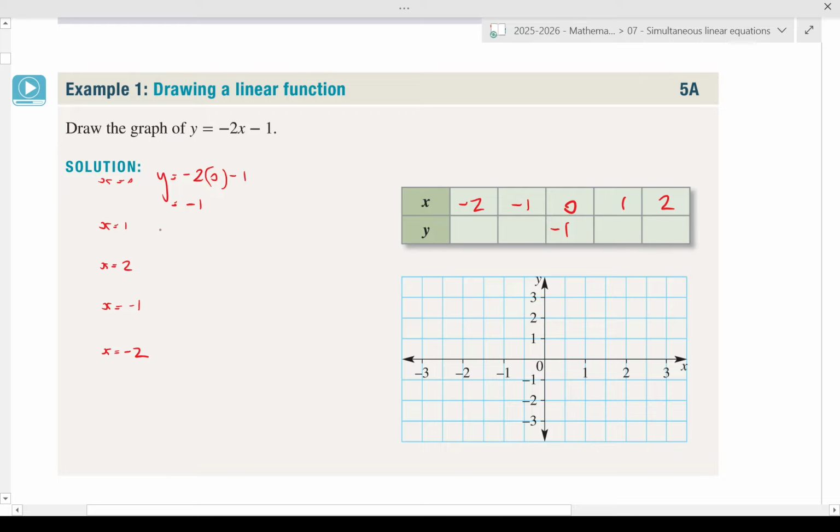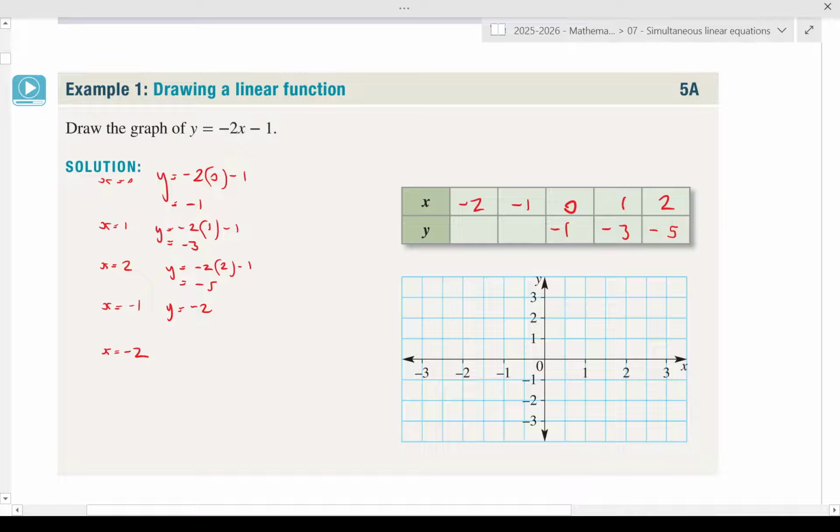Next one, I'm going to do y equals minus 2 times 1, minus 1. So minus 2 times 1 is minus 2. Minus 1 will give me minus 3. If x equals 2, I've got minus 2 times 2, minus 1. So minus 2 times 2 is minus 4, minus 1 is minus 5. And then we'll do the next ones.